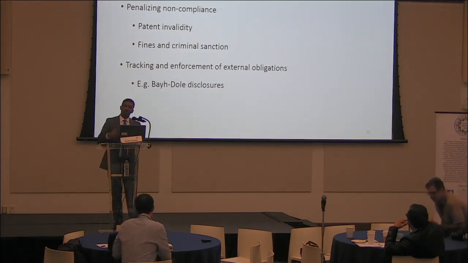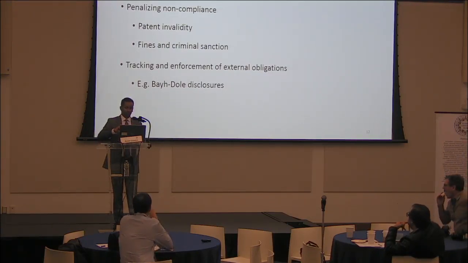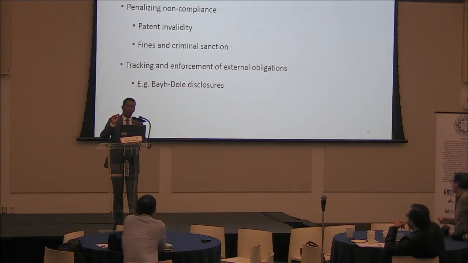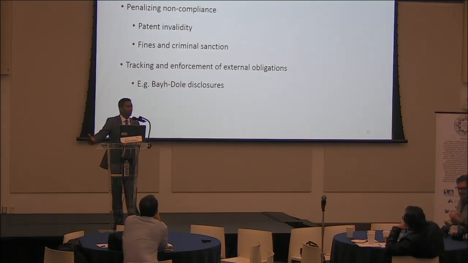Right? So it's not new to use patent disclosures, and this is a disclosure that would go into the patent application where the patent applicant says, hey, I've used public funding, and because of that, the government has interest in this particular patent right. Right? So that has been used to enforce external obligations. So the disclosure requirement of reliance on traditional knowledge could be used the same way, where you can track and enforce obligations arising out of contracts or domestic legislations.